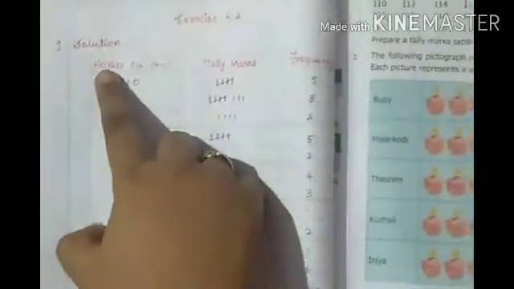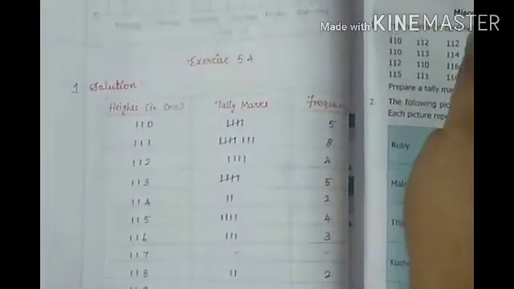First you have to put the tabular column. Make a table with 3 columns, just make it. In the first column you have to write the heading of heights. Heights in centimeters they have given in centimeters, so follow that.